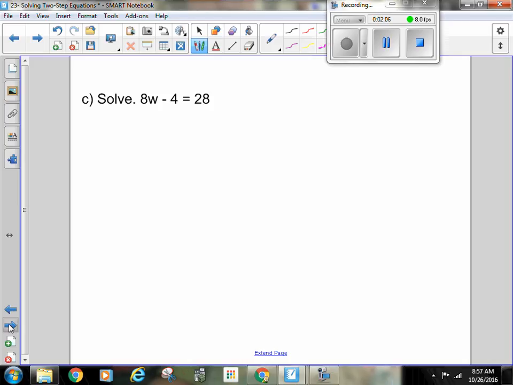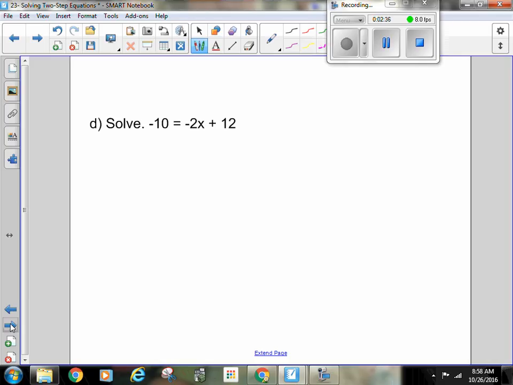All right, so let's get into actually doing some equations. So we're going to solve. So we're going to do our reverse operation by adding 4 to both sides of the equal sign because we have to keep it balanced. So we're left with 8w equals 32. Go ahead and take your calculators and divide 32 by 8 to get your variable term by itself. And you should be able to calculate what C is for you.